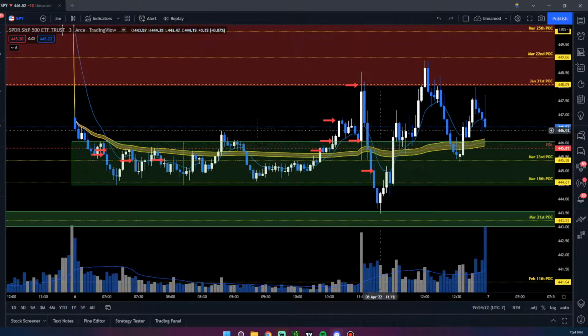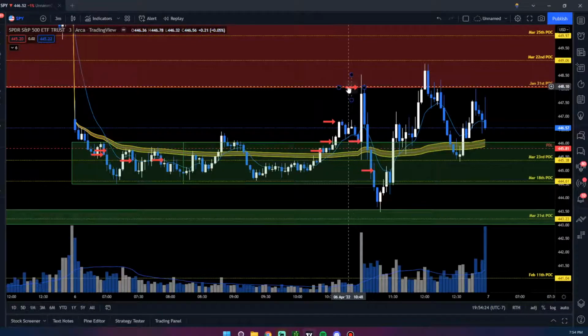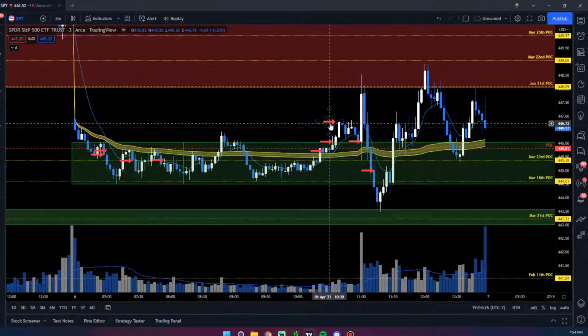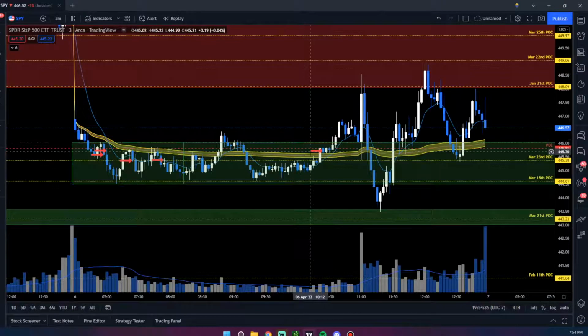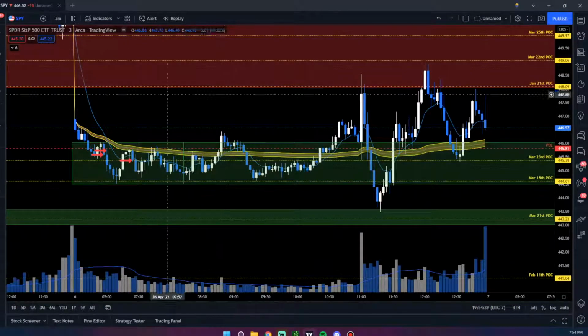So as for the clouds, God, this chart's going to get really messy really quick. Let me take some of these arrows off to try to clean this up a little bit before I throw clouds on here, because it's going to get crazy really fast.